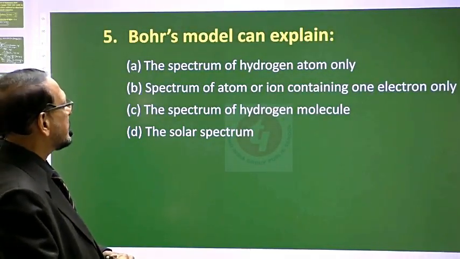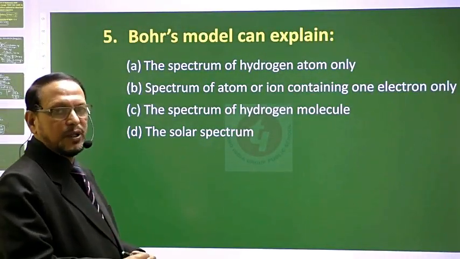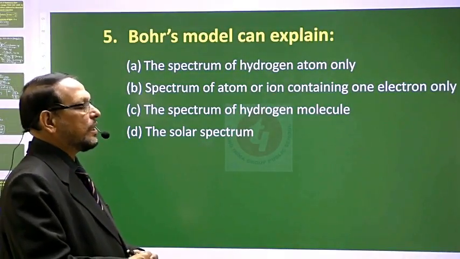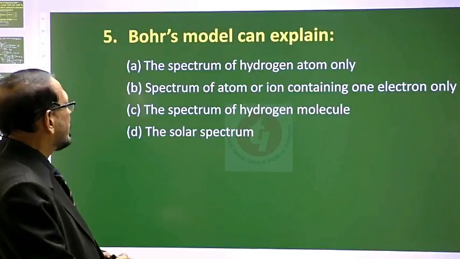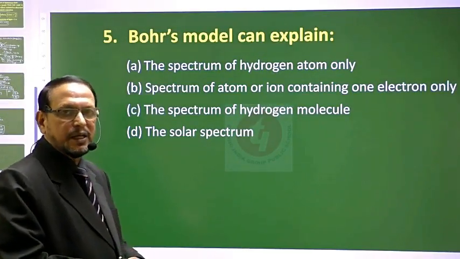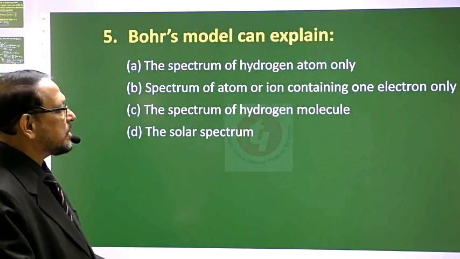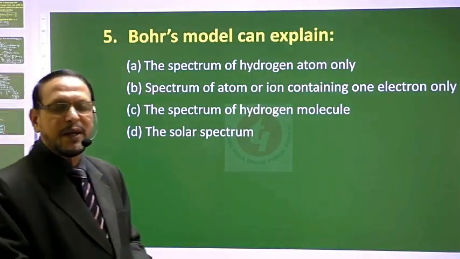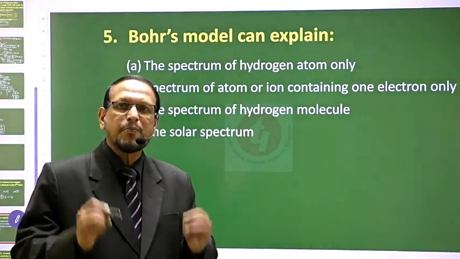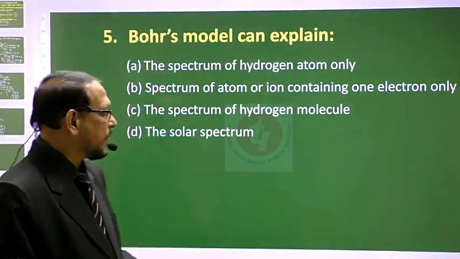Bohr's model can explain the spectrum of hydrogen atom only; the spectrum of atoms or ions containing one electron only; the spectrum of hydrogen molecules; the solar spectrum. Which is correct? Can you tell me which is the most appropriate? Sometimes you find all four options are correct. Out of the four, which is the most appropriate, that is the answer.